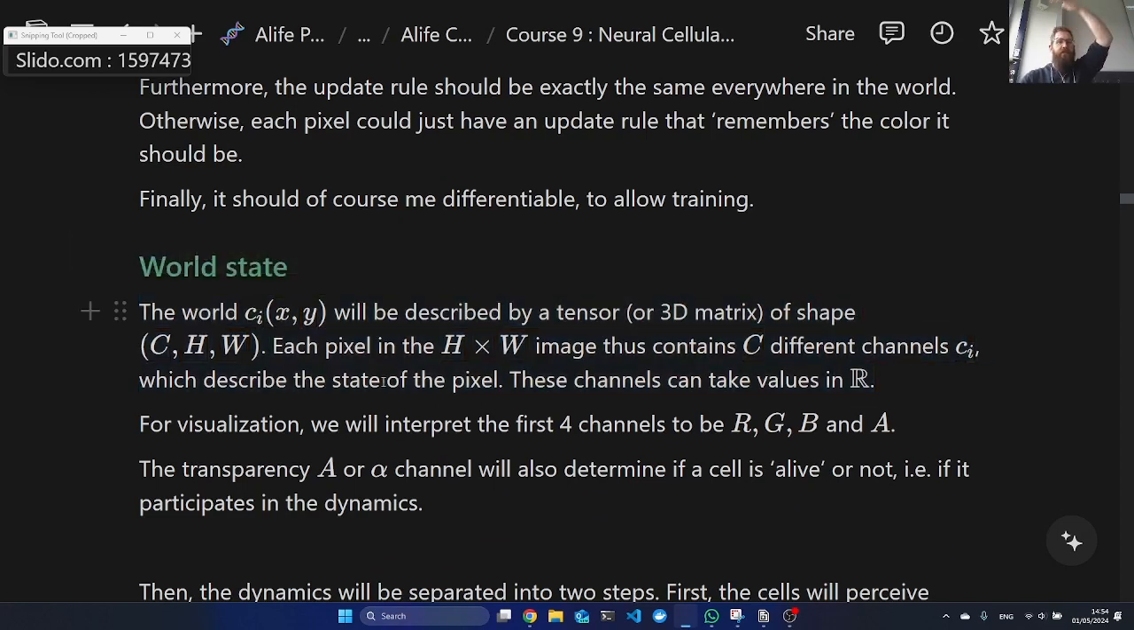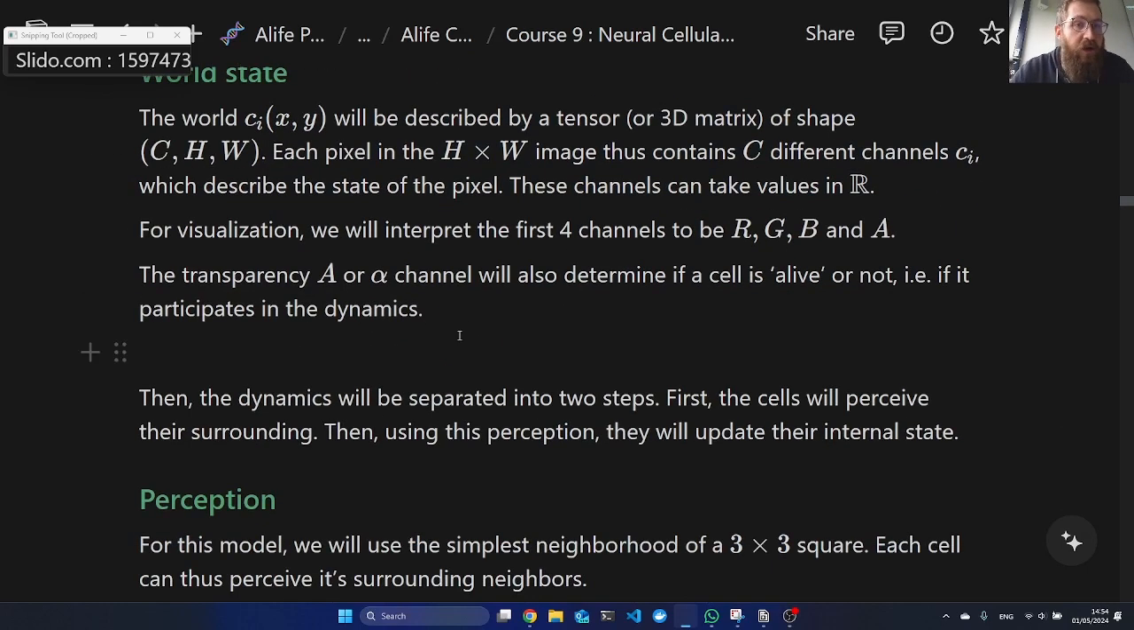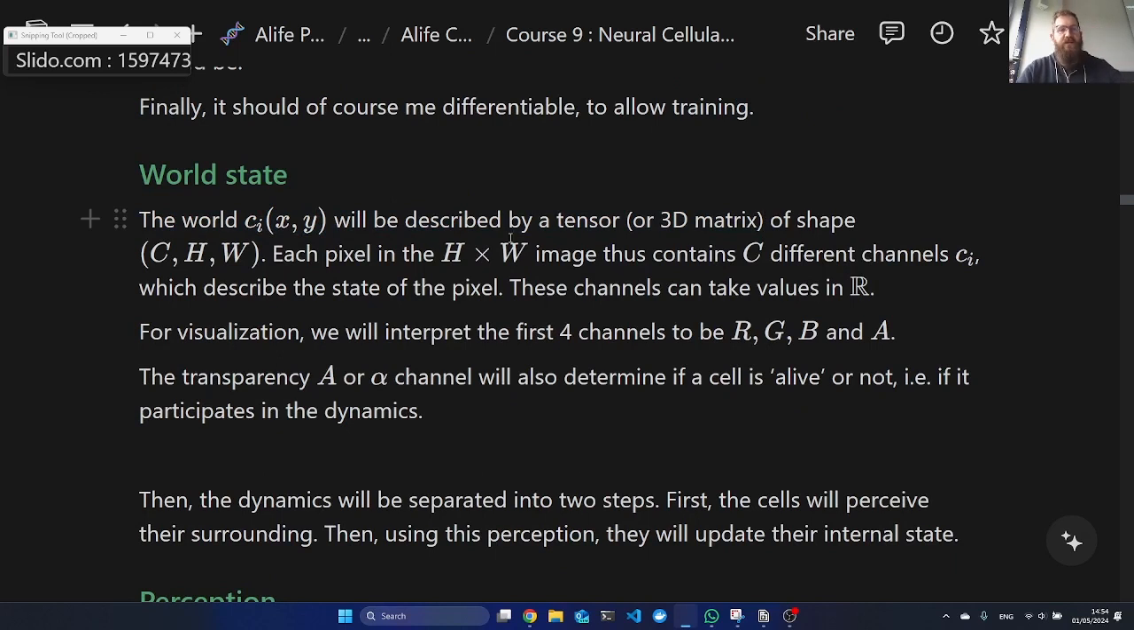So, let's begin by defining this cellular automaton. It's quite familiar to us. It's just a cellular automaton, so it will be very simple. The world, which we will denote like this, C(x, y). Again, it's a two-dimensional cellular automaton, so it's fully described by a tensor of shape C×H×W. In other words, at each pixel, you give me C real values, which denote the state of the pixel.